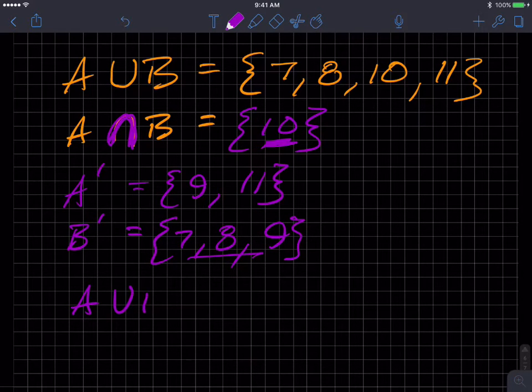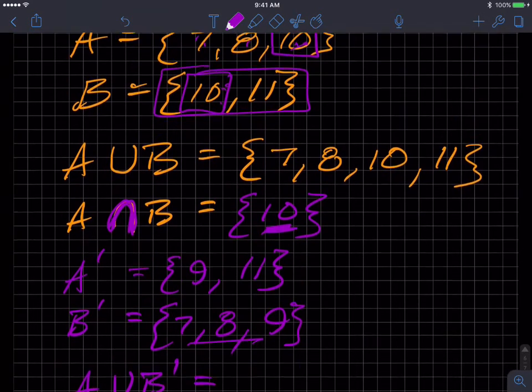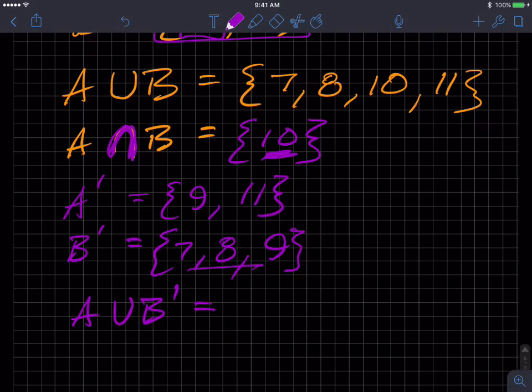A union complement B. So A union complement B is going to be A, which was 7, 8, 10. And then the complement of B was 7, 8, 9. So the union of those two would be this one plus A and then whatever those elements are.